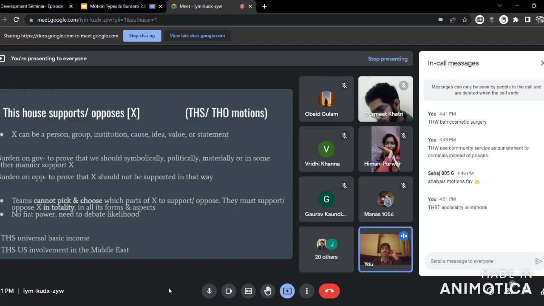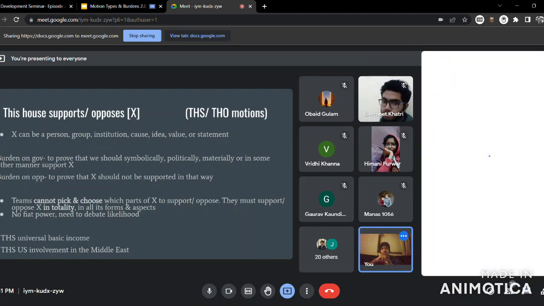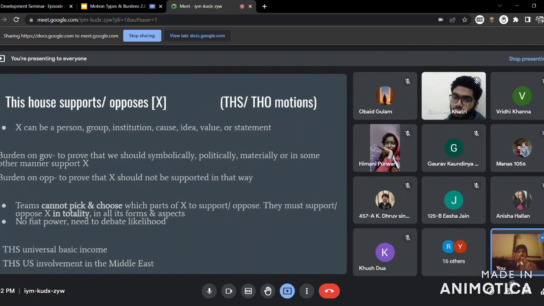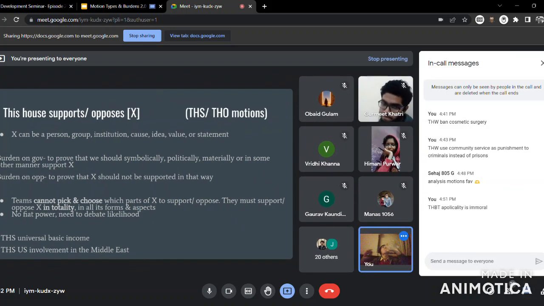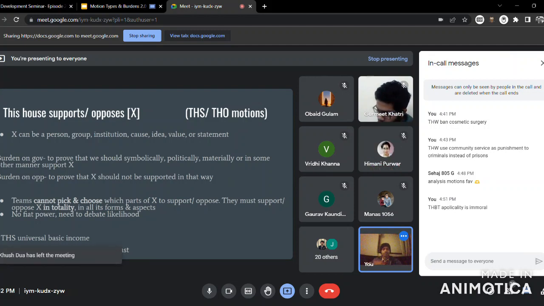I have two examples of motions here. Both will elucidate the two points that I wanted you to note. The first example is this house supports universal basic income. So can someone tell what universal basic income is? Either unmuting or on chat, say anything.